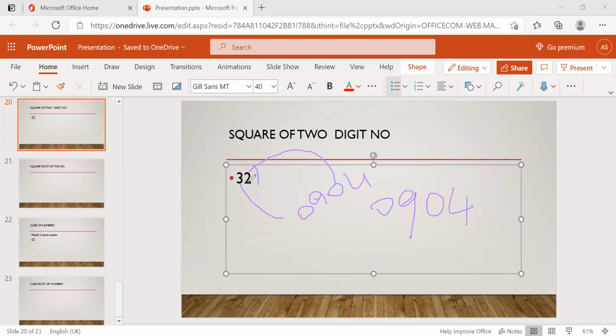So this is a square, right? How many digits are there? 3 and 2. 3 into 2 into 2. Why this 2 here? It is nothing but the square value. So 6 into 2 is 12. Leave the first number and just write this 12 here. Then add this 4: 2, 9 plus 1, 10. Carry 1. So 1024 is the number.